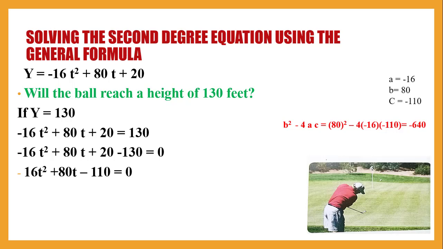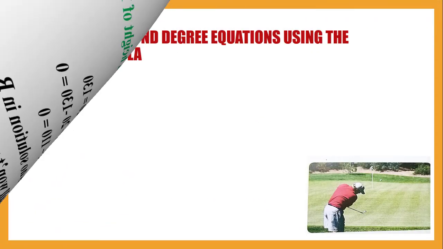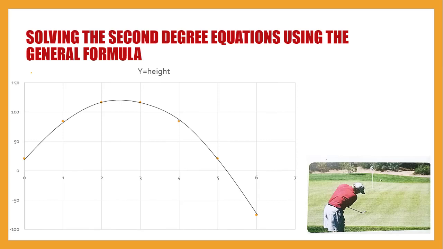Okay. If we draw this function, look here. If we draw this function, we can see that this curve doesn't reach the height of 130. This is the height of 130. So the ball goes up, then it goes down before it reaches the height of 130.